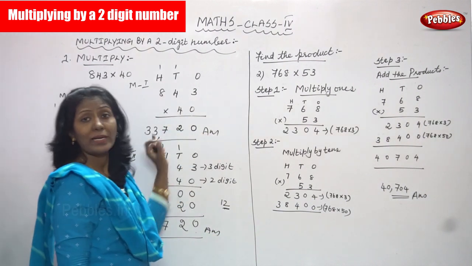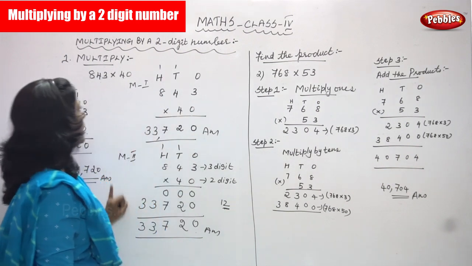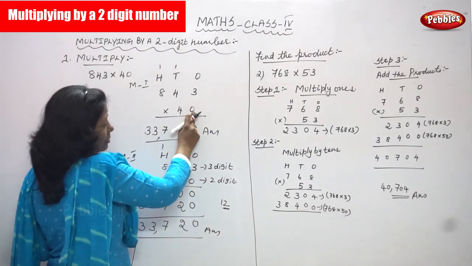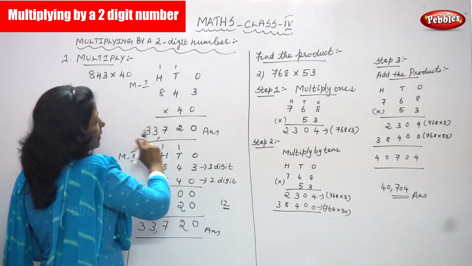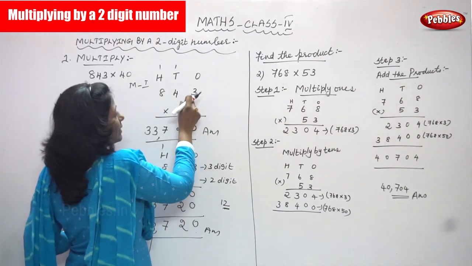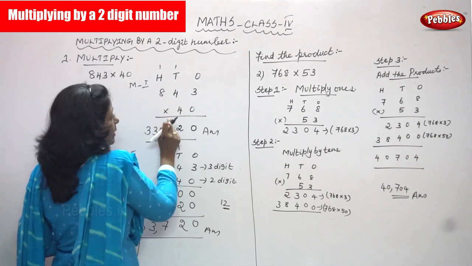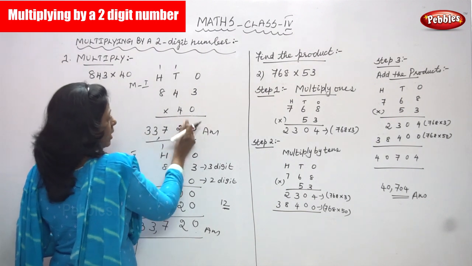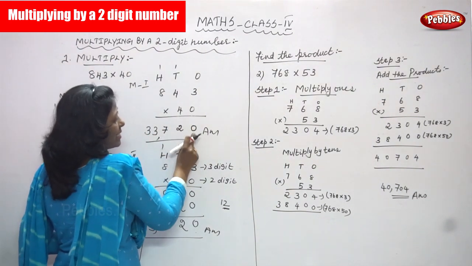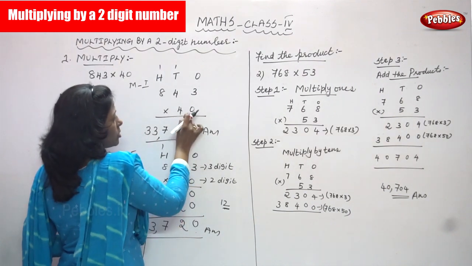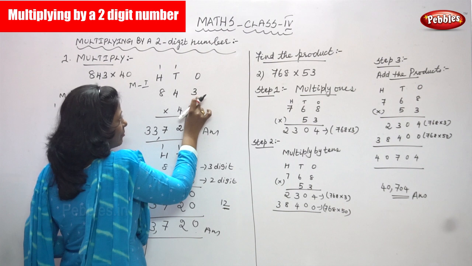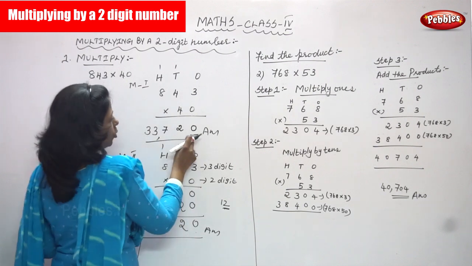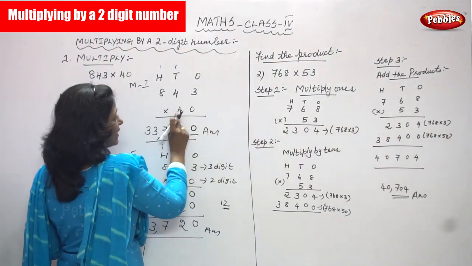So I told you this very clearly. There are 3 methods I taught you: method 1, method 2, method 3. In method 1, you just start by multiplying by 0, but no need to keep on writing zeros for 3 into 0, 4 into 0 and 8 into 0. Just only once you have to write 0, because you are multiplying by 0 with 843. Any number multiplied by 0 gives only 0. That is why I have written 0 here, and after that I will go directly to the next digit.